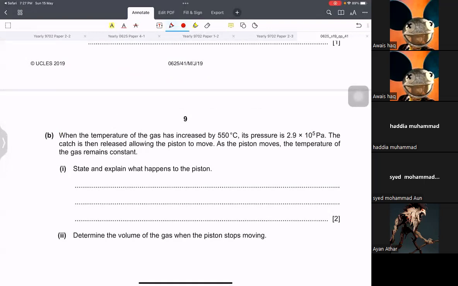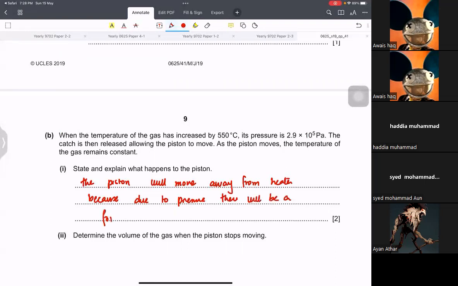So basically, the piston will move away from the heater because, due to pressure, there will be a force on the piston to the right. So it will be expanding. Determine the volume.